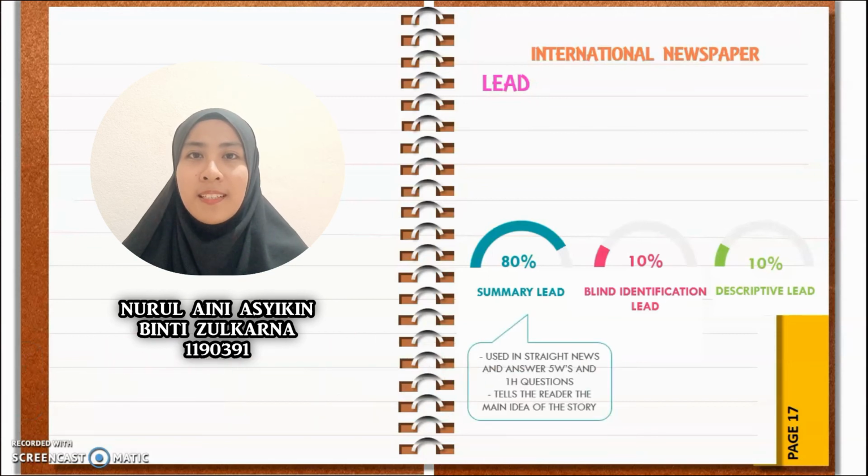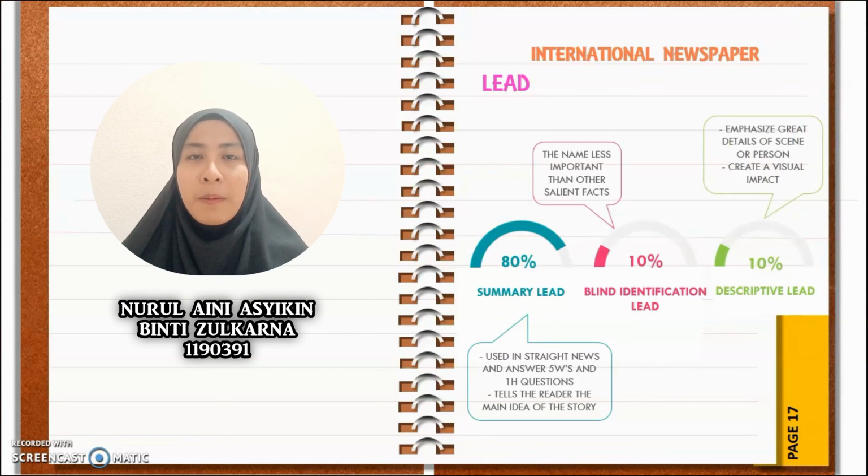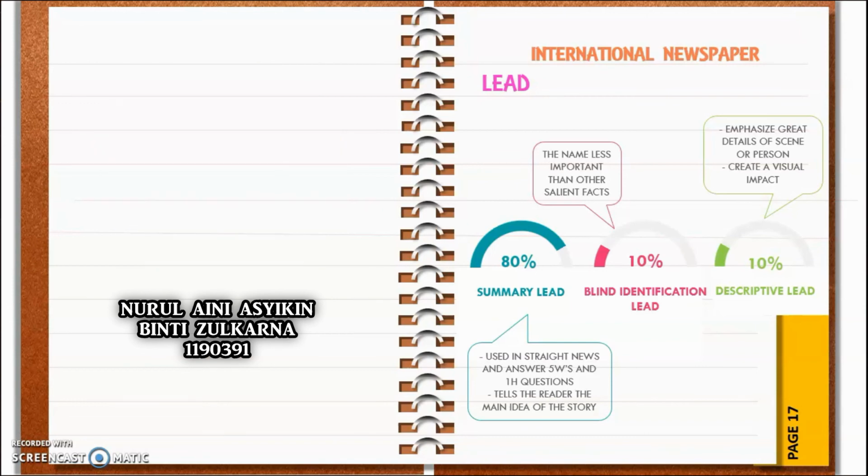Summary lead concisely tells the reader the main idea of the story. This kind of lead is used in straight news, and it answers right away all or any of the 5 Ws and H. Blind identification lead means if the person concerned is not well known in the community, his or her name is less important than other salient facts that identify the person. Descriptive lead emphasizes great detail to describe the scene or person that makes up the subject of the story. The idea is to create a visual impact.